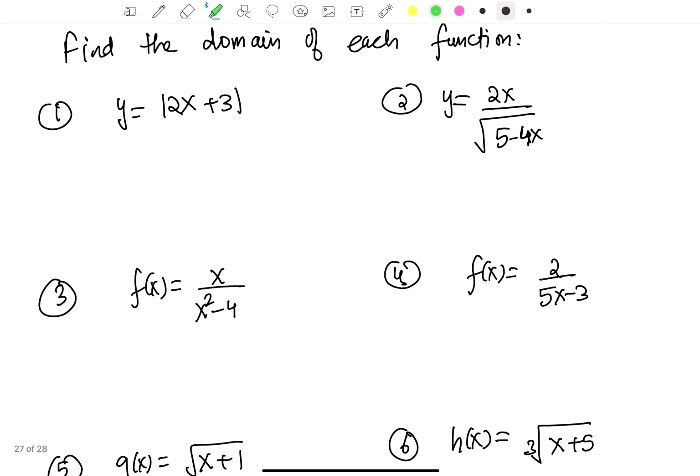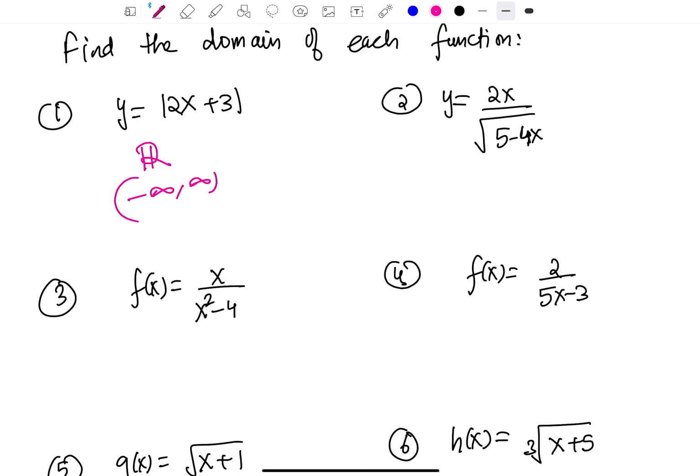So first example, we have an absolute value function. It doesn't have a denominator, so I don't have to worry about the denominator being 0. There's no even root involved, so no danger of having a negative inside an even root. And there's no log involved, so the domain in this case will be all real numbers, or from negative infinity to positive infinity.